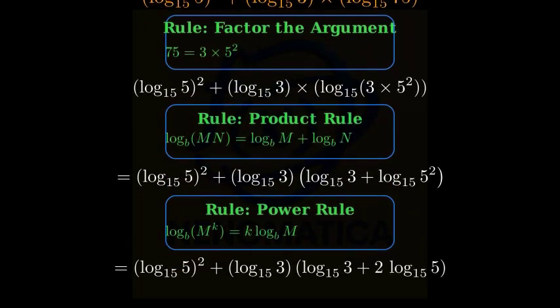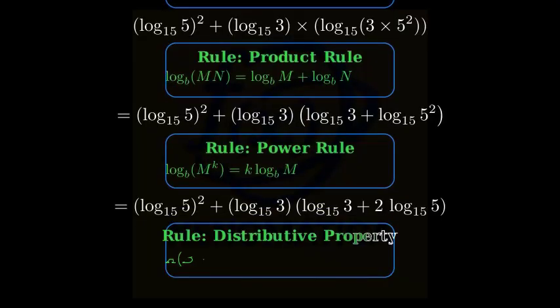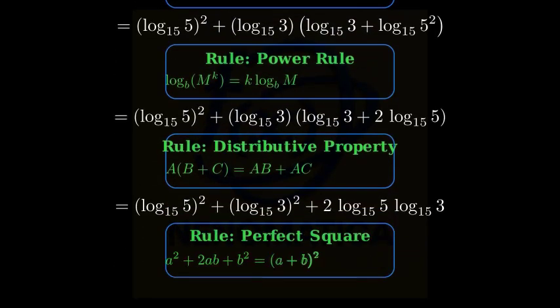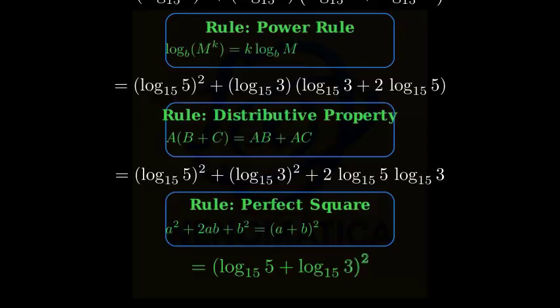Power rule. Step 4. Distribute log base 15 of 3 across the parentheses. Distributive property. Step 5. Recognize the pattern as a squared plus 2ab plus b squared. It factors as the square of a plus b. Perfect square trinomial. Step 6. Combine the sum of logarithms back into a single logarithm using the product rule in reverse.